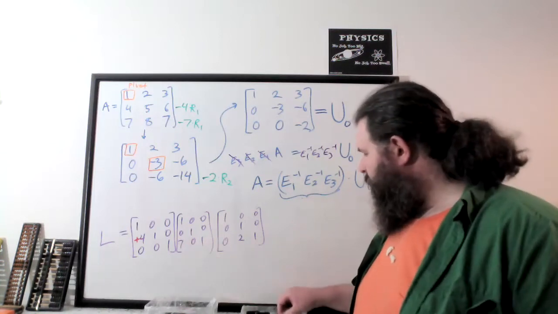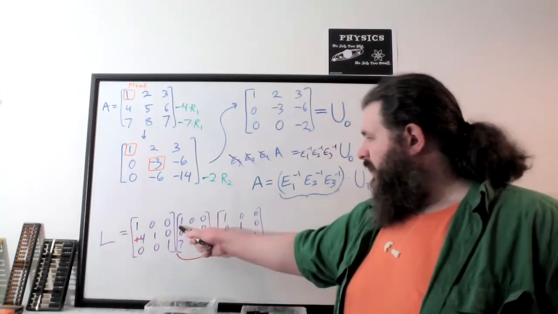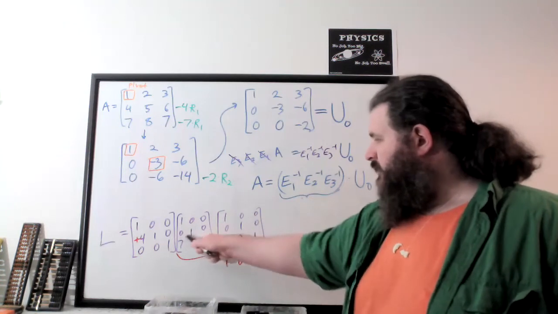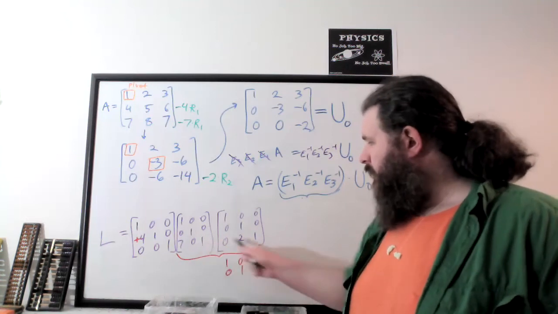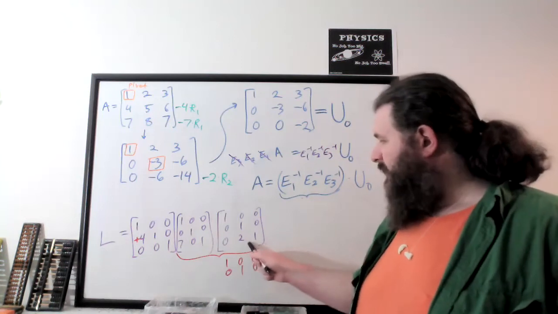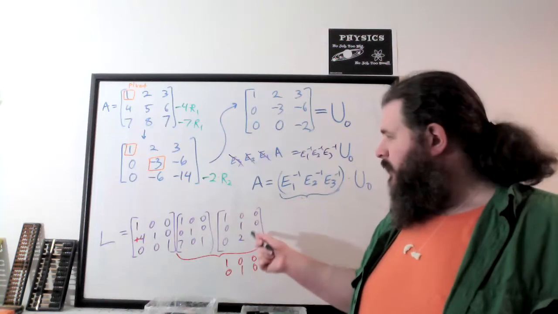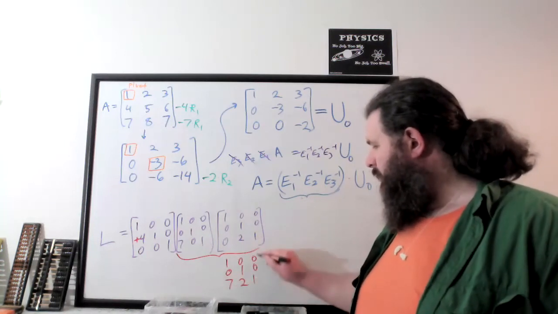So let's try that. If this is saying keep the first row of the next matrix the same, keep the second row of the next matrix the same, but modify the third row by adding 7 times the first row. So we take the third row, but we add 7 times the first row. 7 times the first row would be 7, 0, 0. So we add 7, 0, 0 to 0, 2, 1, and we get 7, 2, 1.